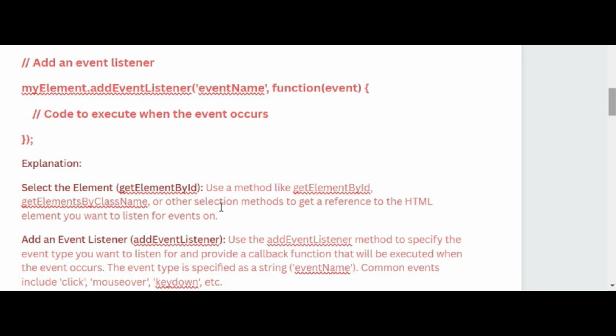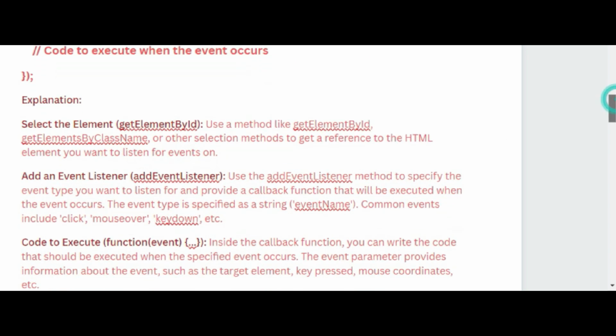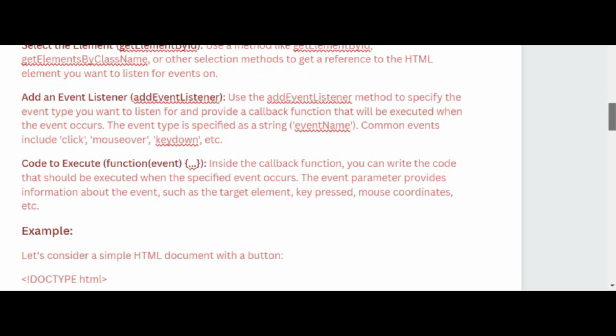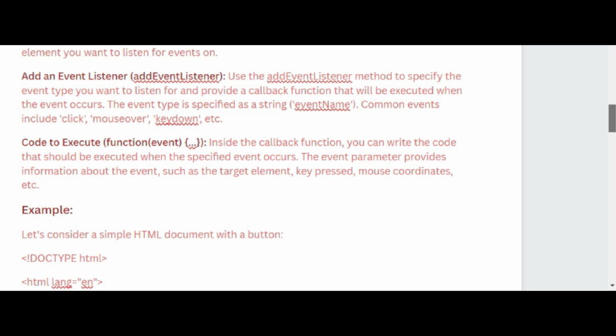Come to step 2, add an event listener. Use the addEventListener method to specify the event type you want to listen for and provide a callback function that will be executed when the event occurs. The event type is specified as a string, the event name. Common events include click, mouseover, keydown, etc.